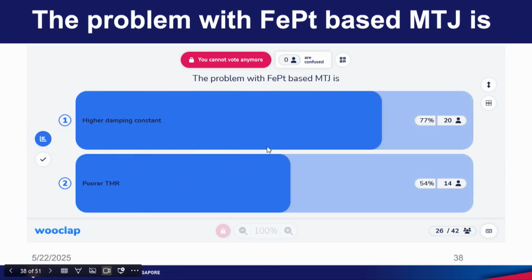Okay, here many of you are wrong. I told you that the iron platinum has a very good lattice matching with respect to magnesium oxide. So the TMR is not affected. Only problem is the higher damping constant. So this is the correct answer, not both.